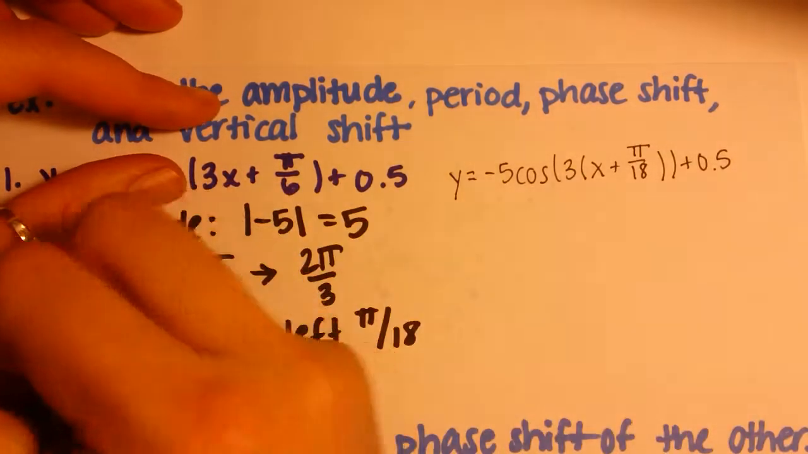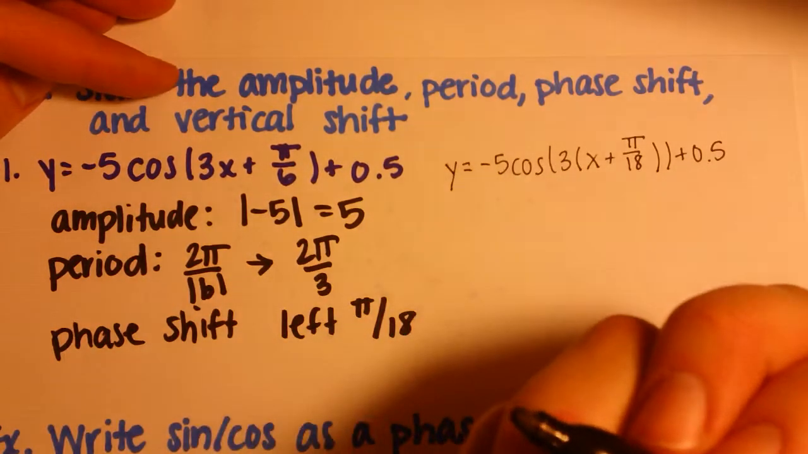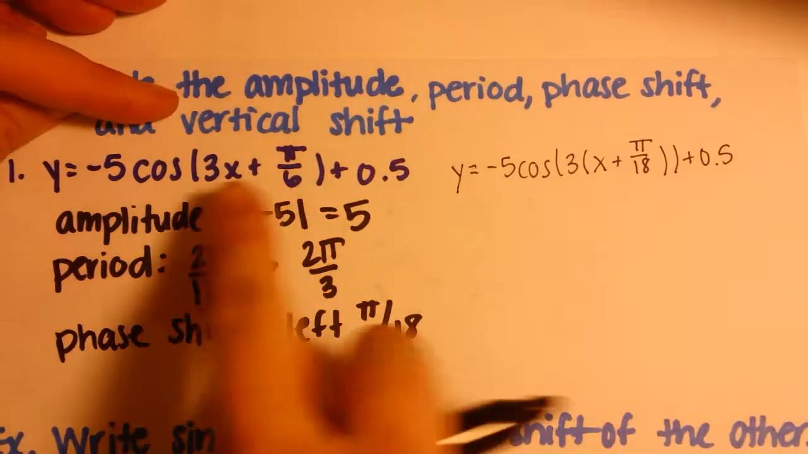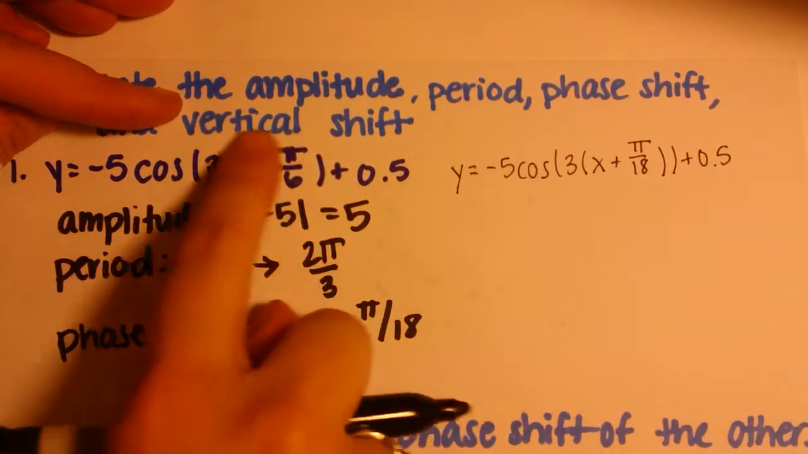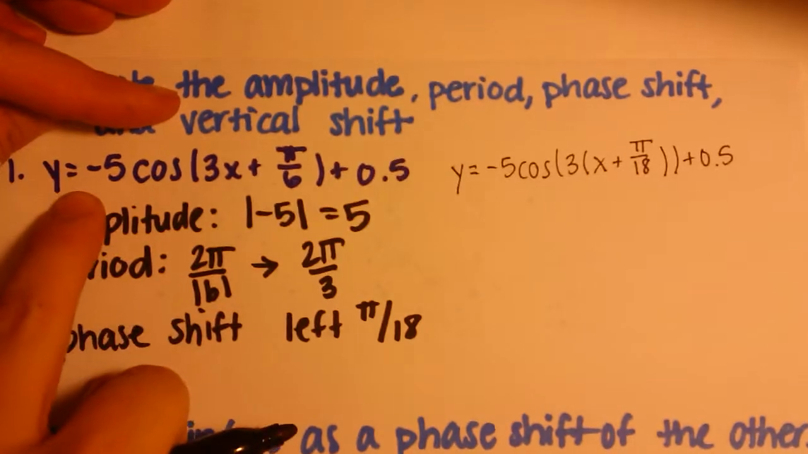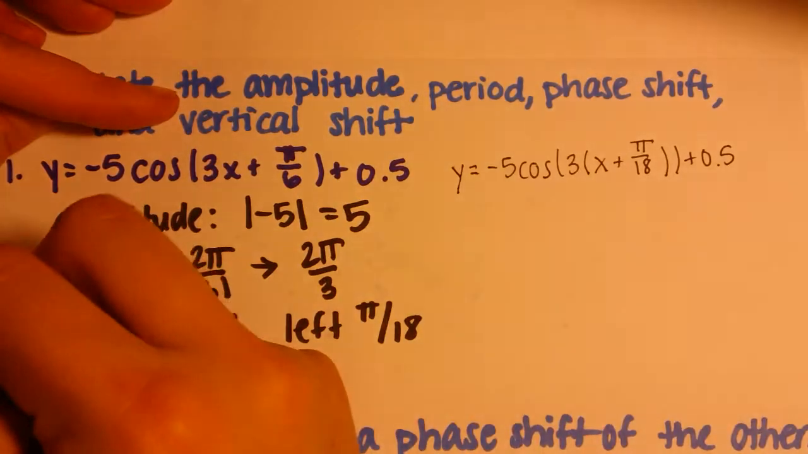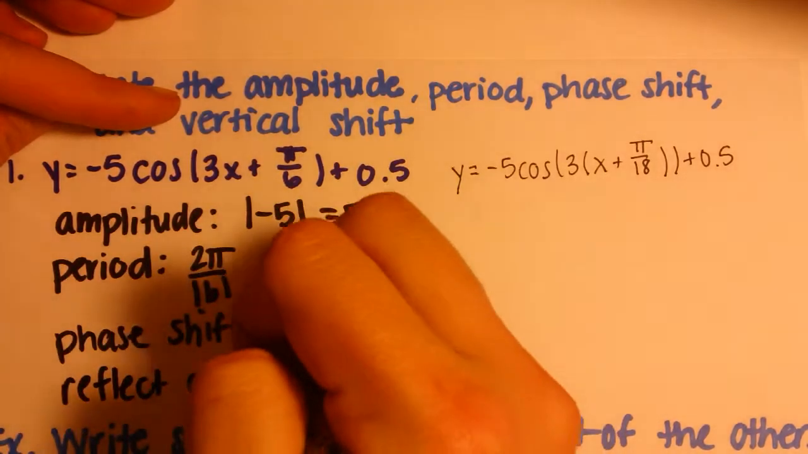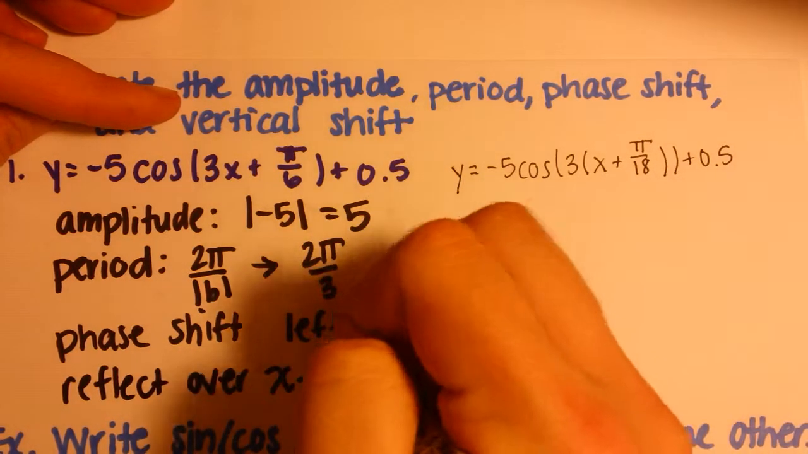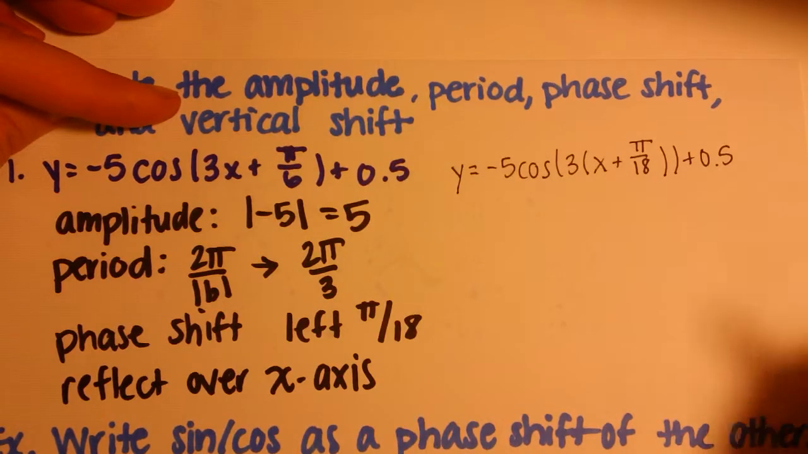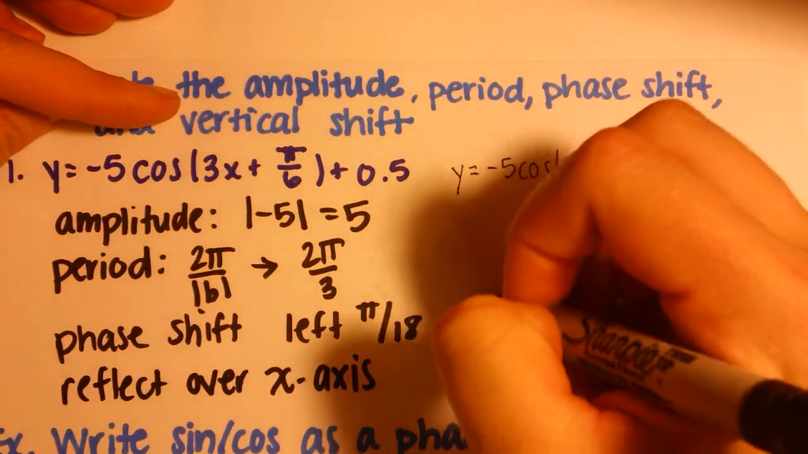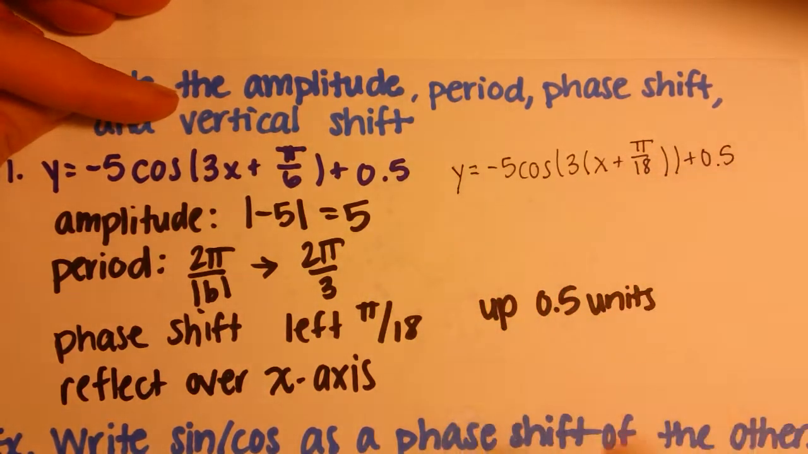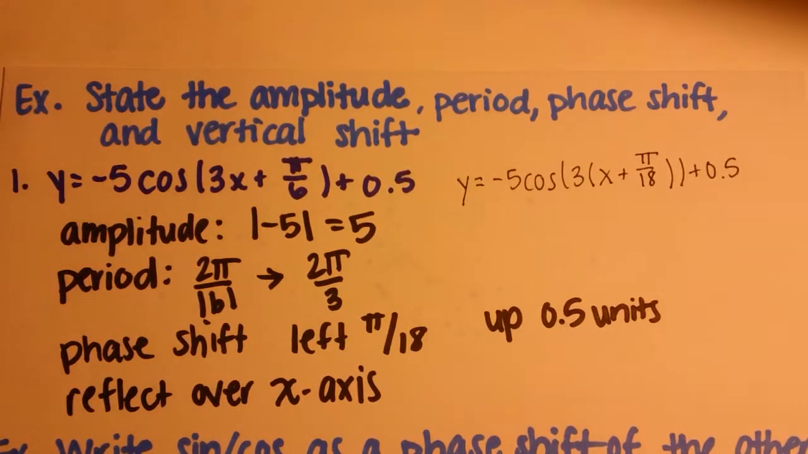Now we need our vertical shift and check for any reflections. So we've taken care of everything inside the parentheses. Our reflection is still attached to the function, so we need to reflect over the x-axis. And then lastly, we need to go up 0.5 units. So that is everything for this problem.